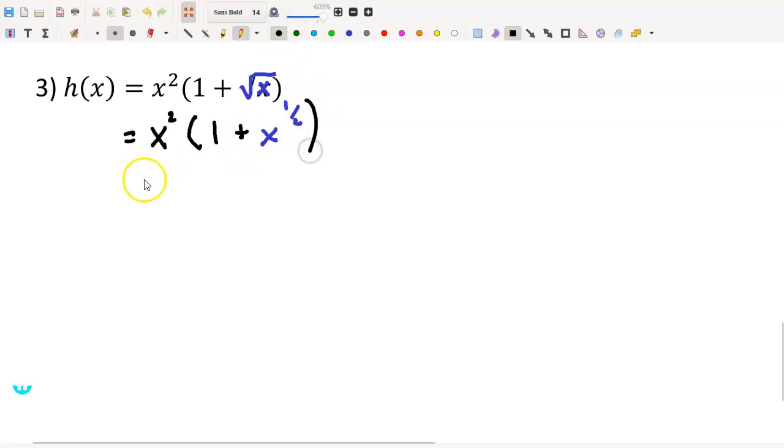So now go through and distribute. x squared times 1 is x squared. x squared times x to the 1/2 equals... Here comes fractions again. 2 plus 1/2. 5 halves, yeah.